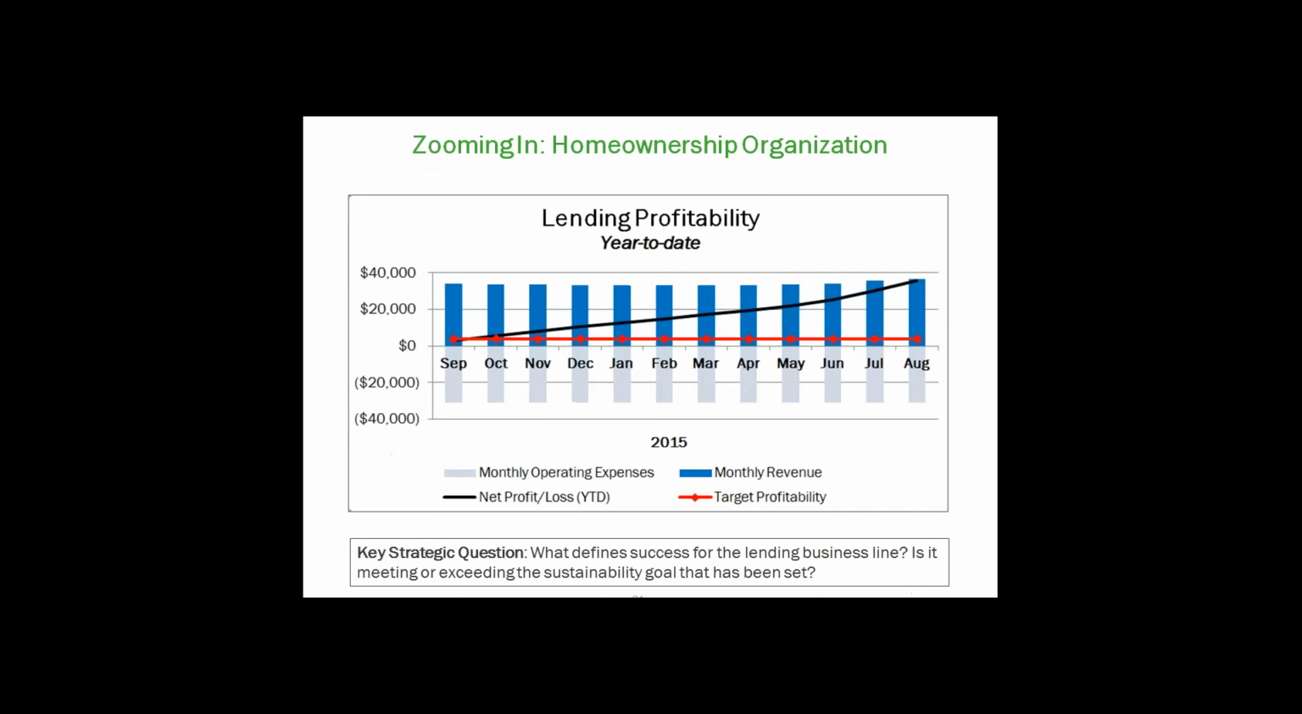Just to, again, zoom in on the lending profitability chart, you can see that if you were a leader here, you might have this for 2015, and then you might be able to compare in 2016 how the trends are similar or different against this sort of year-to-date information that we're looking at.